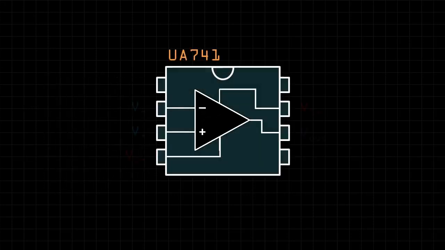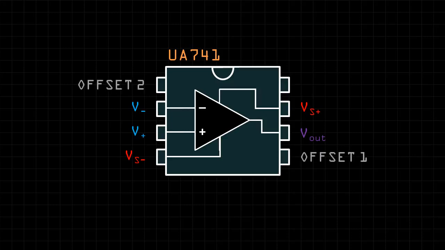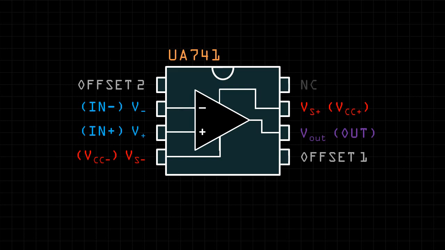Before we can make our first practical circuit, we must choose which op-amp to use. Arguably, the most well-known op-amp is the 741. Although it was developed in 1968, it's still commonly used in education. The UA741 includes two offset pins to compensate for slight manufacturing asymmetries, which we'll leave unconnected. There's also one pin that is not connected to the op-amp. Note that datasheets will often label pins slightly differently.